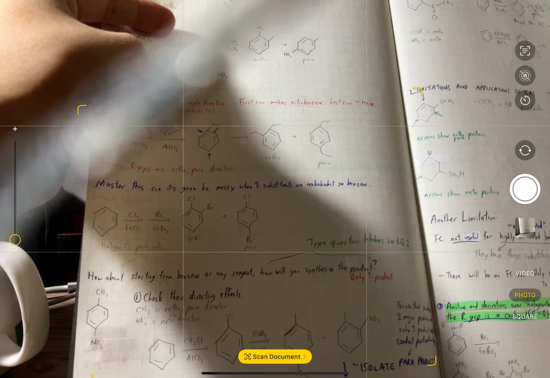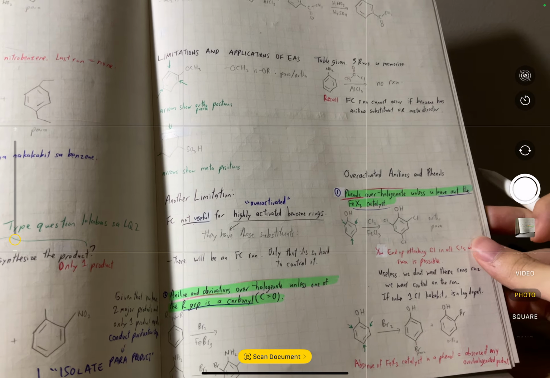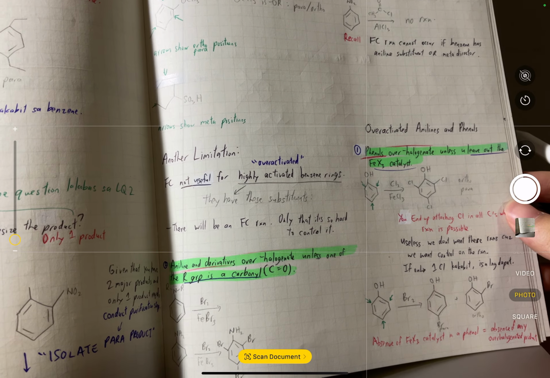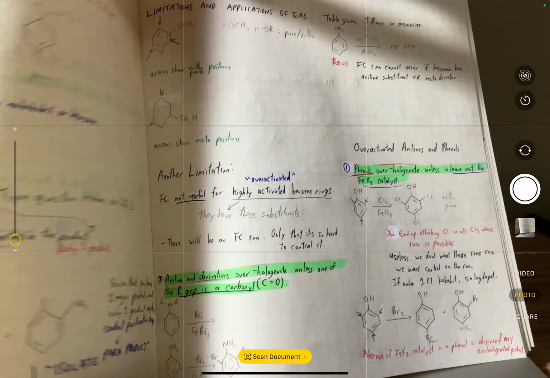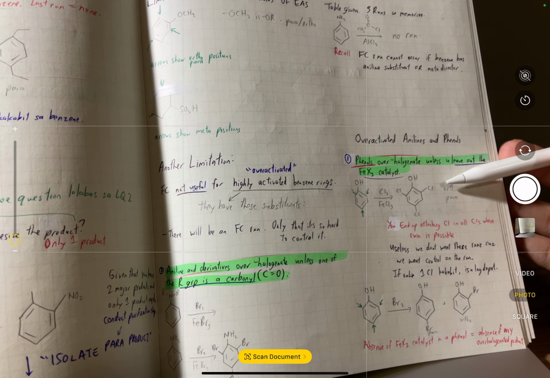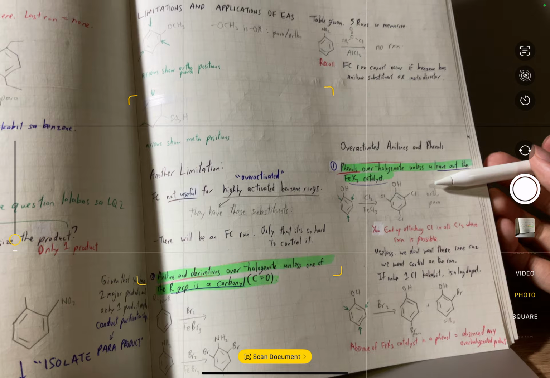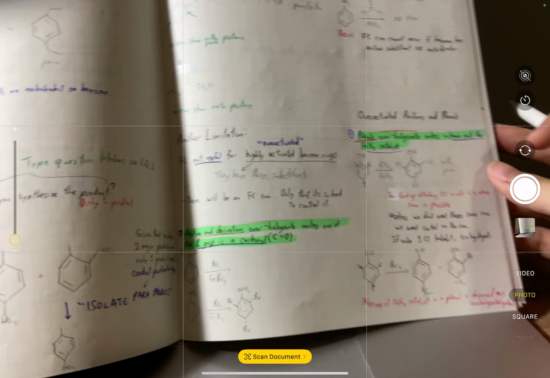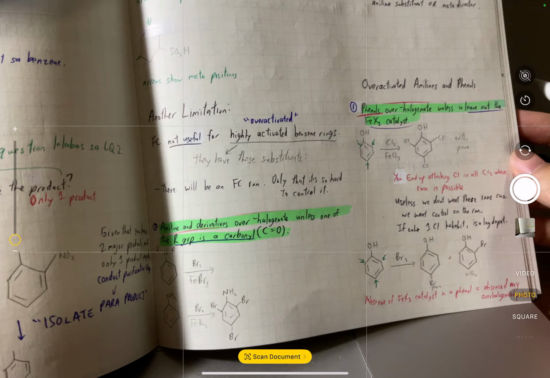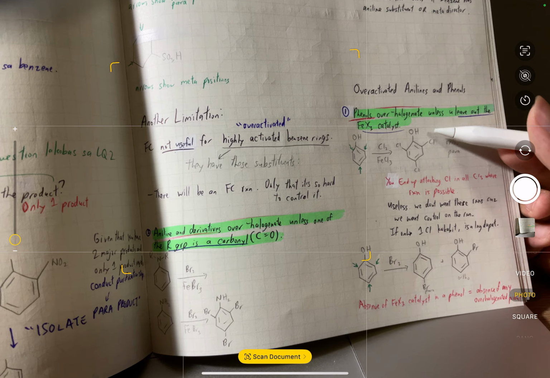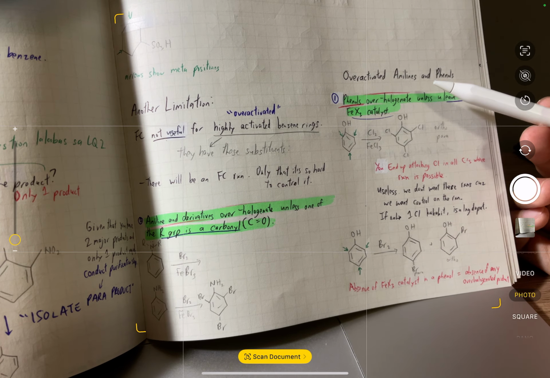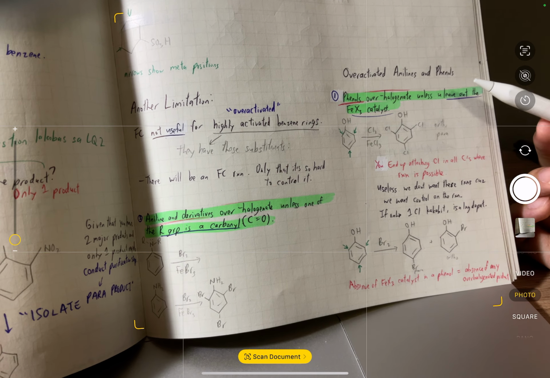Hang on. Yes, the rule on over-activated anilines and phenols. They are highly reactive. Is that how you call it? They are highly activating. So let me talk about this now. Phenols over-halogenate unless you fulfill a certain condition.